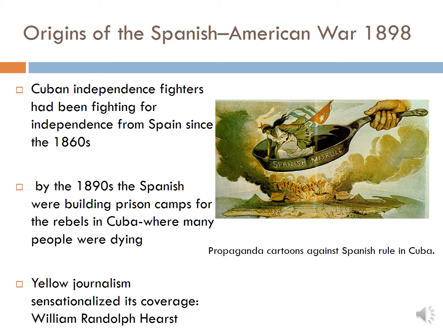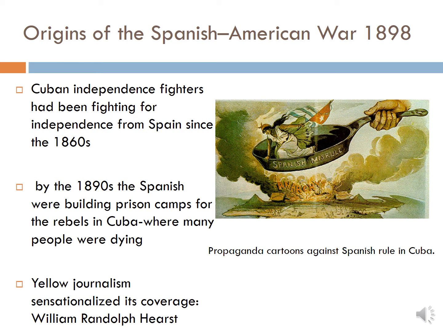Okay, so now we're going to move forward to talk about another example of American imperialism in the 19th century, and this is the Spanish-American War. So before we talk about the actual war between the United States and Spain, we are going to talk about the origins of the Spanish-American War, which can actually be traced all the way back to the 1860s, when Cuban independence fighters began to rise up against Spain and try to claim their independence from Spain.